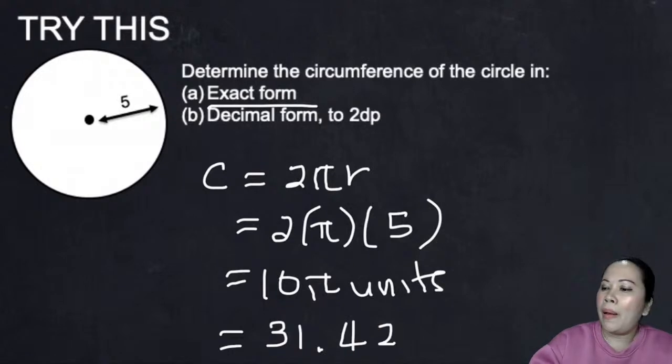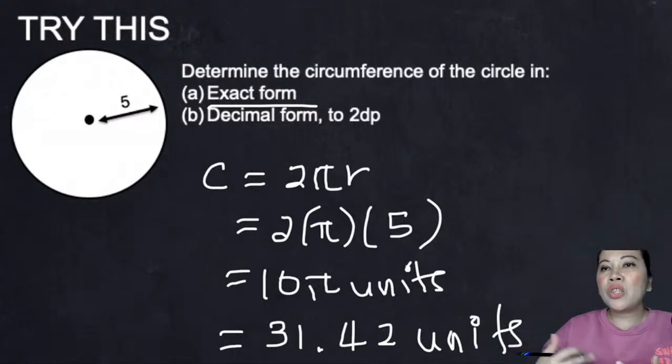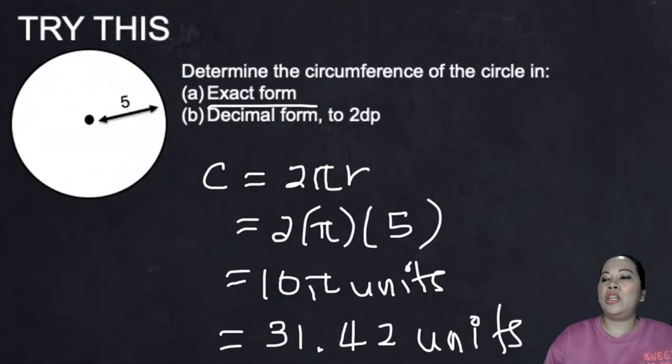then that will be 31.42 units. Okay, please do take note that if there are no measurement or unit given, then you can safely use the word units, square units, cube of a unit, or unit cube, and so on and so forth.